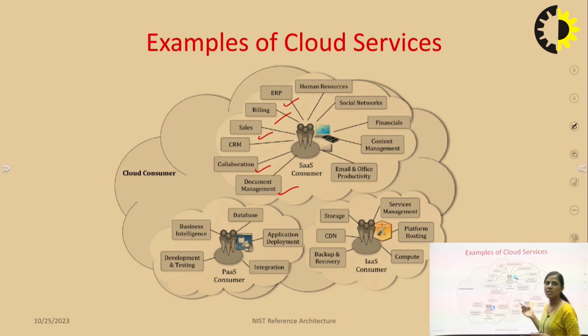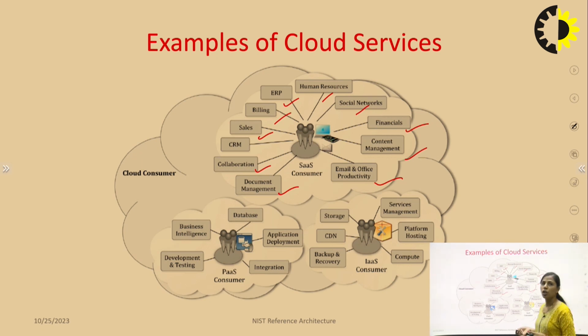So these are the different services provided by the cloud. Human resources, social networks, financials, content management, how we can manage the content, email and office productivity. These are the different services that SaaS consumers consume from the cloud. So these are the SaaS consumer examples.